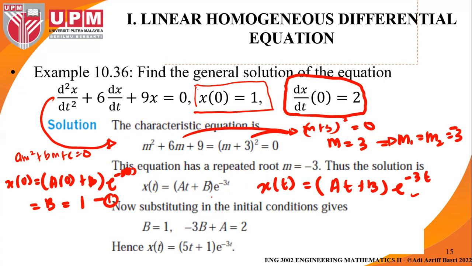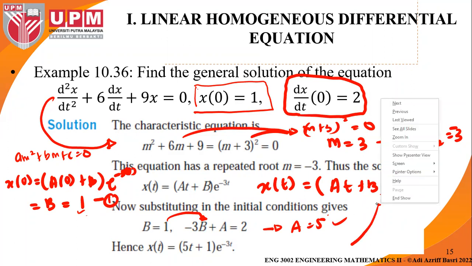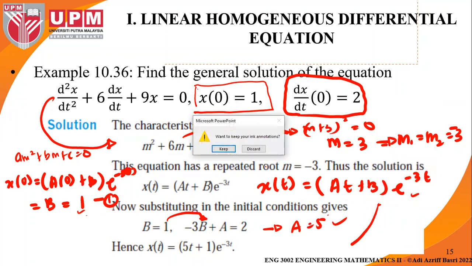When you differentiate this one, you will get -3b plus a equal to 2. So you know b is equal to 1, so automatically you will get your a. Okay, a is equal to 5. So when you get a equal to 5, you get b equal to 1. You put them back in these equations, so you will get your final answer.